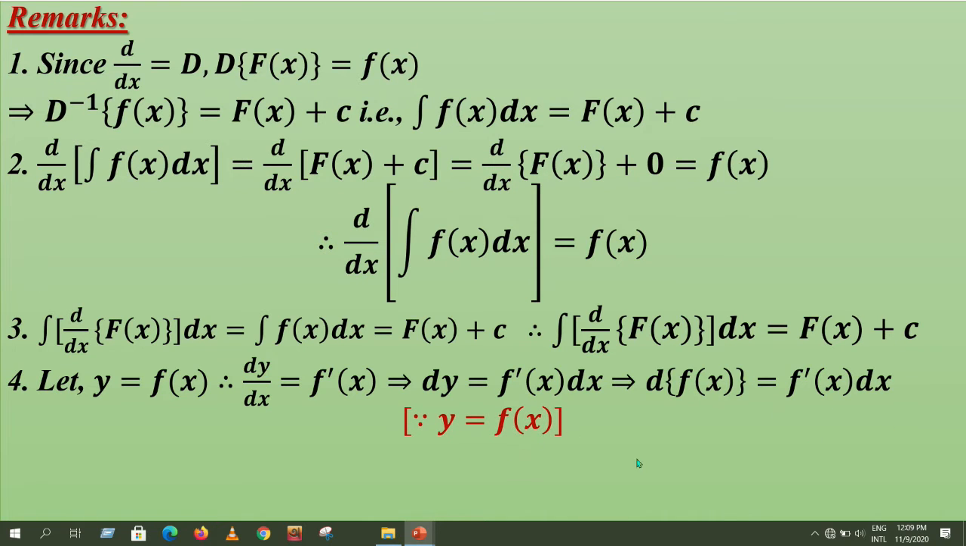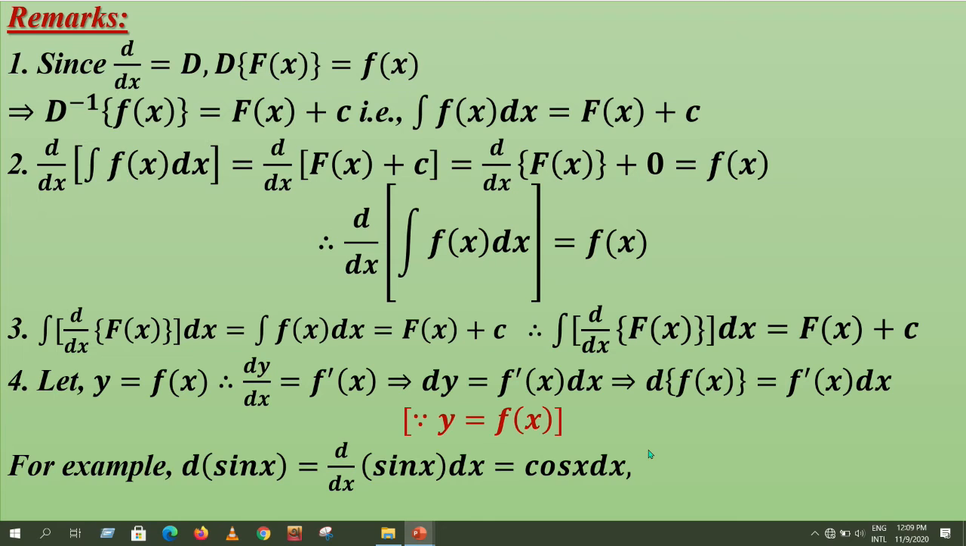As y is equal to f of x, for example, the derivative of sine x: here dx is absent, so for taking dx we have to multiply by dx. Then we get d of sine x, that means the derivative of sine x with respect to x, which equals cos x, and dx is fixed. Clear?